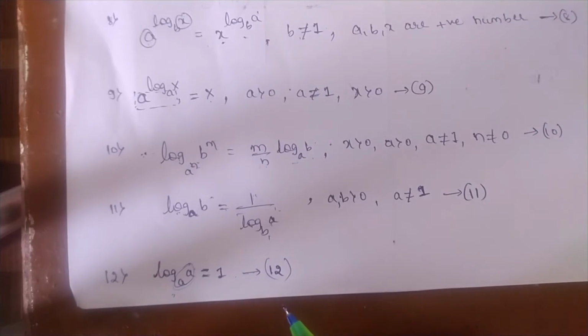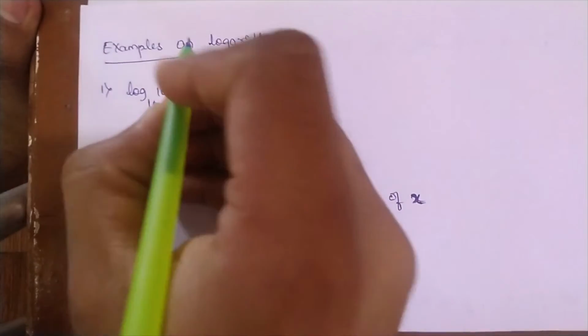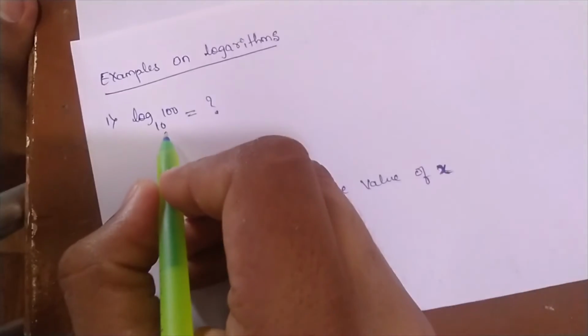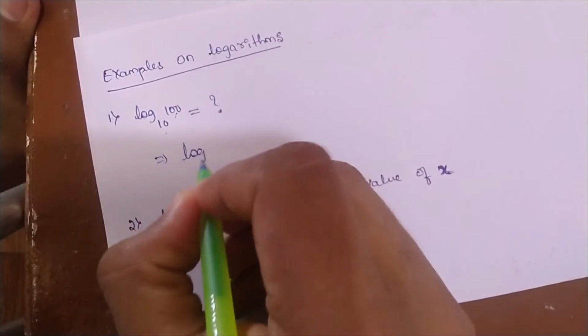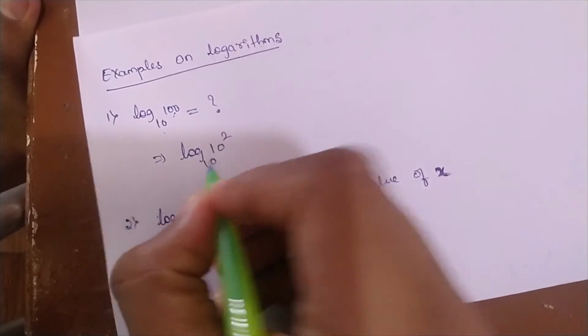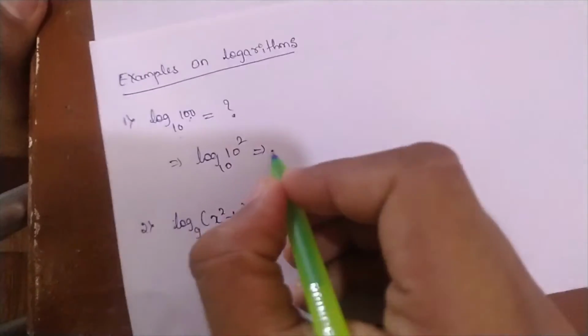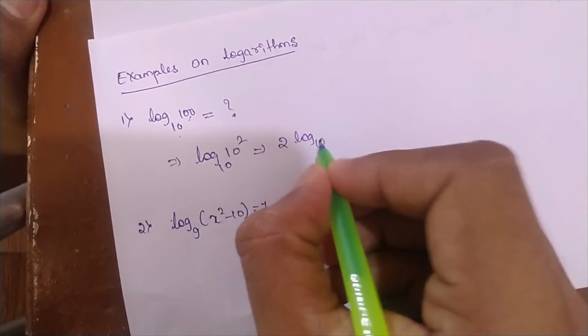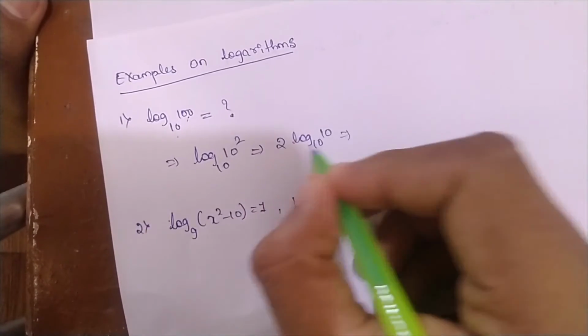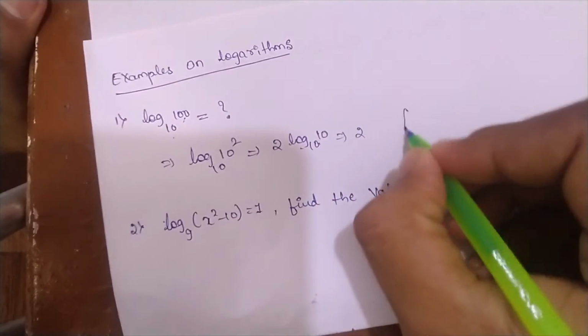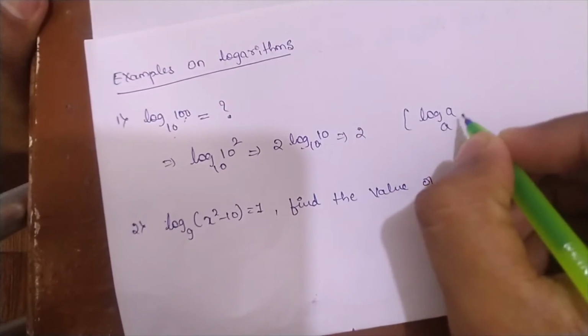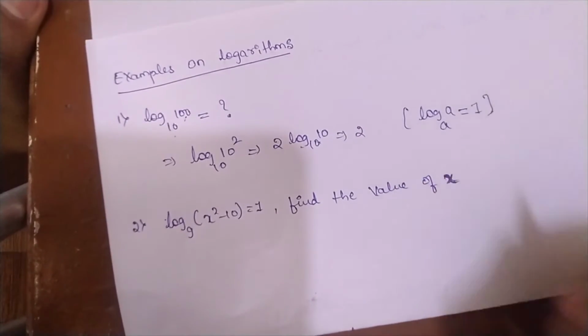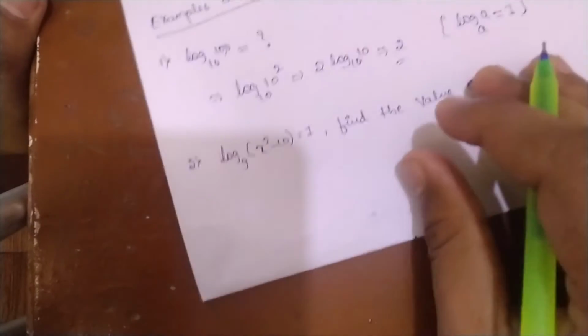Okay, so let's look into some problems. Take the first problem, log 100 base 10. It can be written as log 10 square base 10. So using the first property you can write it as 2 into log 10 base 10. Log 10 base 10 is 1, so the answer is 2, because log a to the base a equals 1. So that's the answer.